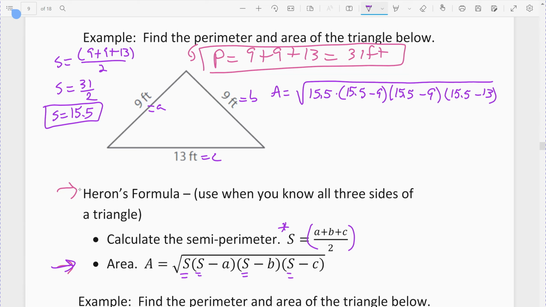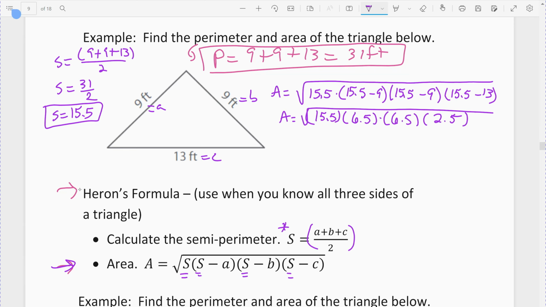You can type it all in one shot, and if you're real comfortable typing things into your calculator, you can. I would, at the very least, simplify inside each one of those parentheses. Everything is still under the root, so you have the 15.5 times 15.5 minus 9, which is 6.5, another 6.5, and then 15.5 minus 13 comes out to be 2.5. You could type that all out, just make sure it's the square root of all of those multiplied out. Or you can multiply it out if you want to.